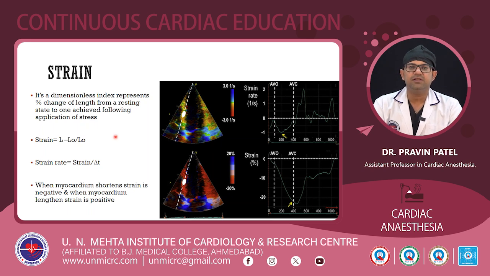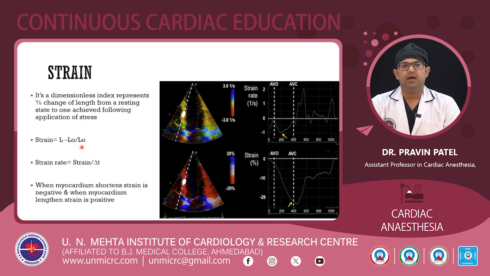Now what you do in strain, you require the mid-esophageal 4-chamber view, and you need to apply an ultrasound beam parallel to the interventricular septum. That will give you longitudinal strain, circumferential strain and radial strain. So how do you calculate the strain? L is the state of contraction and L0 is the length you get at the resting stage. You divide it by L0.